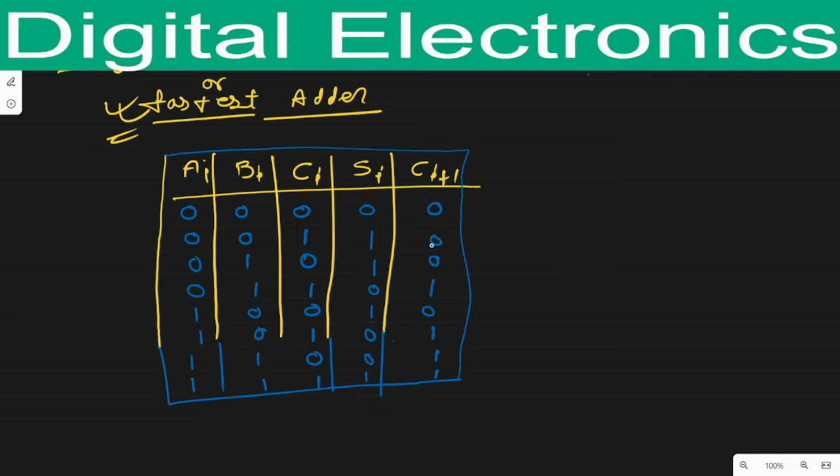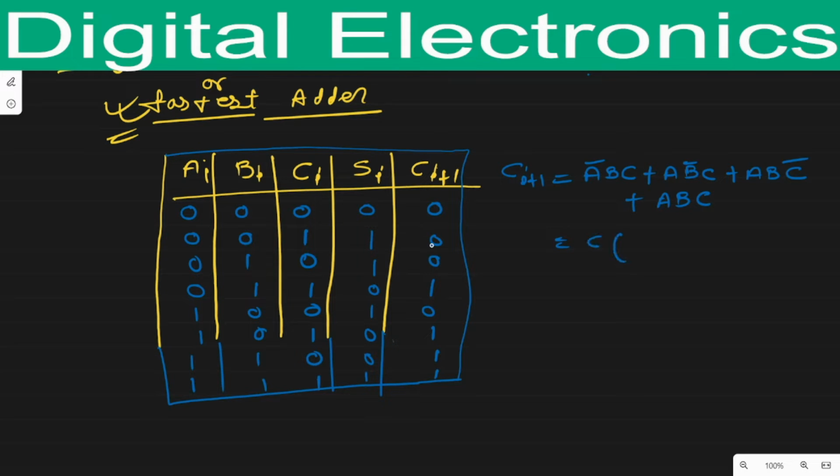By using this truth table, we can calculate the equation for Ci plus 1. Ci plus 1 equals A bar B C plus A B bar C plus A B C bar plus A B C.